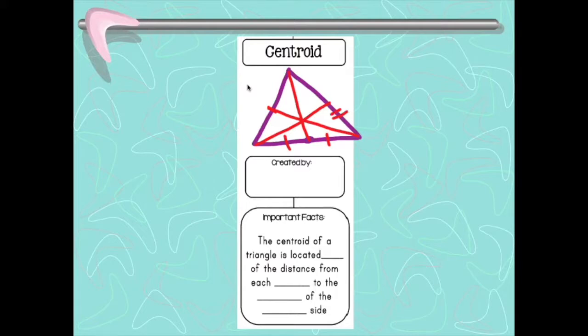Your centroid is in the center. It's created by, how do we find the centroid? What are being used to create that centroid? Not angle bisectors, not perpendicular bisectors either. What are those lines called? Segments. What do I call this one that goes from the vertex to the center of the opposite side? What's the name of that one? Median. It is created by the medians. That's correct.